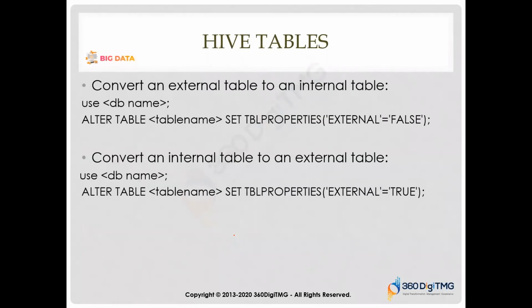Now there are commands which help us convert an internal table to an external table and back. All you have to do is set the table properties. If you set external equals false, it is an internal table, and if you set it to true, that means it's an external table. That's a small alter table command that we will run.